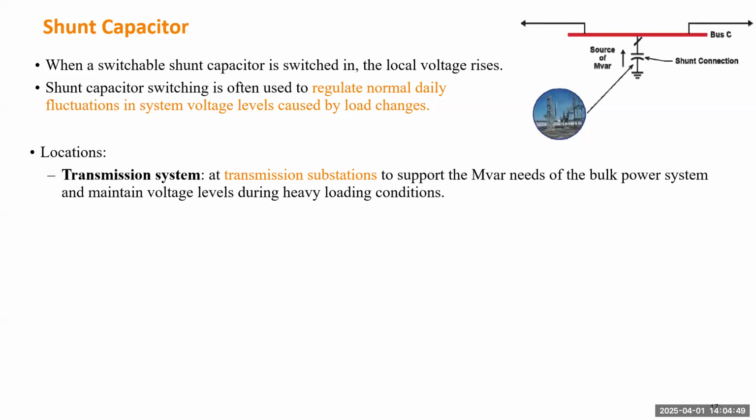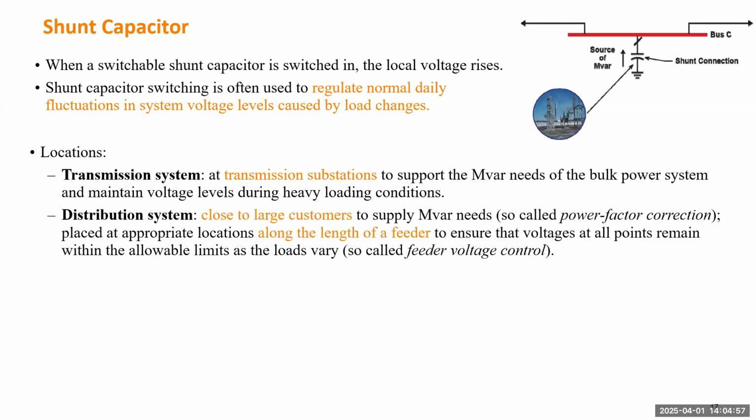In the transmission system, it will be at some substation to support reactive power to maintain voltage, especially during heavy load conditions. If it's in the distribution system, it needs to be close to large customers. It can help to correct the power factor. So if there's some industrial load running a large motor, the power factor can be very low. So usually they need to have a capacitor there to provide the reactive power to change the power factor.